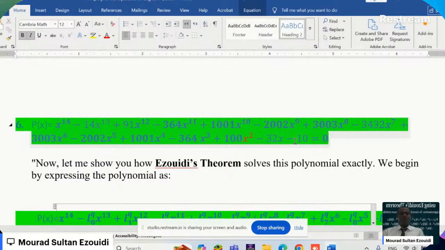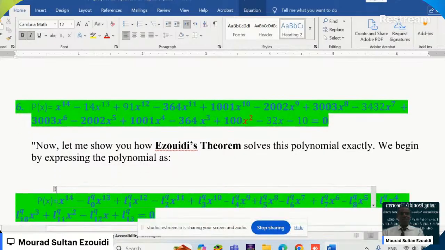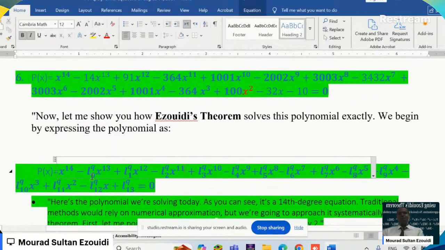We begin by expressing the polynomial as P of x is equal to x to the power 14 minus L0 x to the power 13. You can see here L0 is 14, plus L1 x to the power 12. L1 is going to be 91, minus L2 x to the power 11. L2 is going to be 364. L3 times x to the power 10. L3 is 1001, minus L4 x to the power 9, which is 2002, plus L5 times x to the 8, minus L6 x to the 7, plus L7 x to the power 6, minus L8 x to the power 5, plus L9 x to the 4, minus L10 x cubed, plus L11 x squared, minus L12 times x, plus L13.